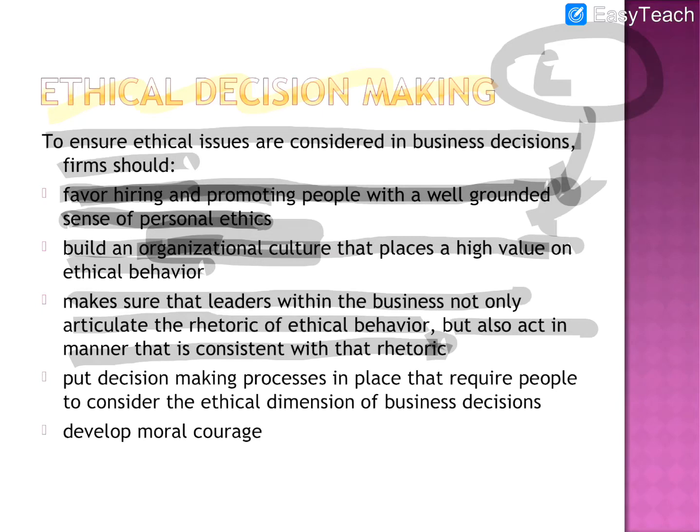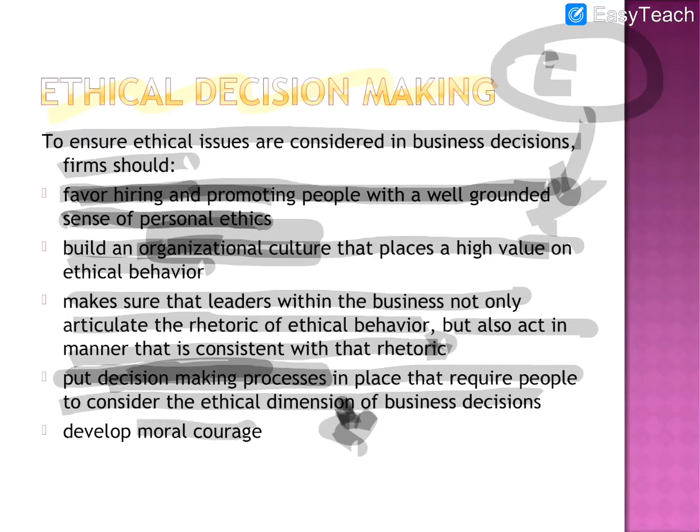So make sure that you have a leader that has a good attitude or good ethical behavior. Put a decision making process in place that requires people to consider the ethical dimension of business decisions. Whatever you want to do, in the decision making process, make sure it is ethical. You cannot put something unethical inside the business, inside the decision making. Then lastly, you must develop moral courage. Everything must be moral. You must follow the moral.